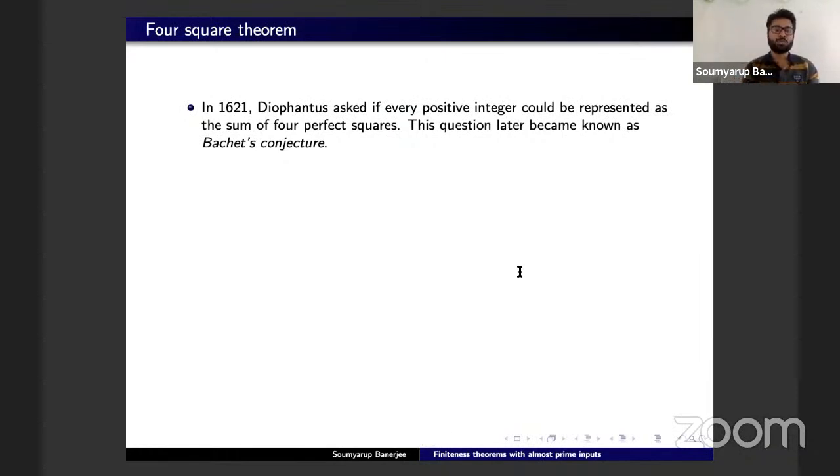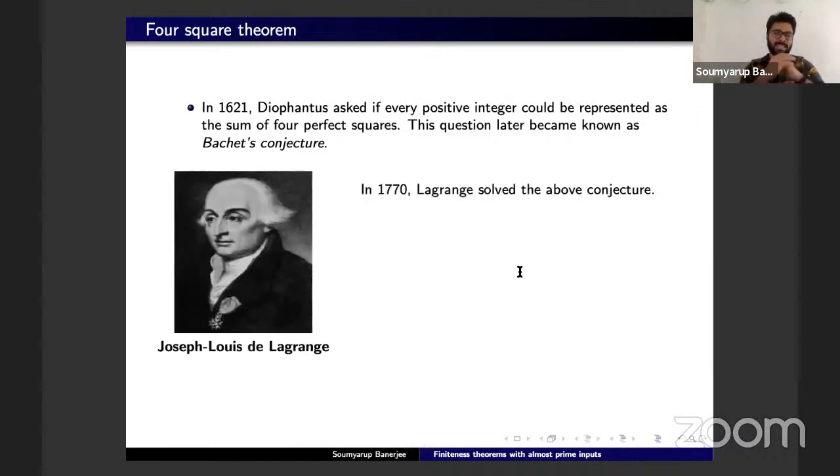So in 1621, Diophantus asked whether every positive integer can be represented as a sum of four perfect squares, and this question later became known as Bachet's conjecture. The question is quite simple: can any number be written as a sum of four squares? And around 1770, Lagrange solved the above conjecture.